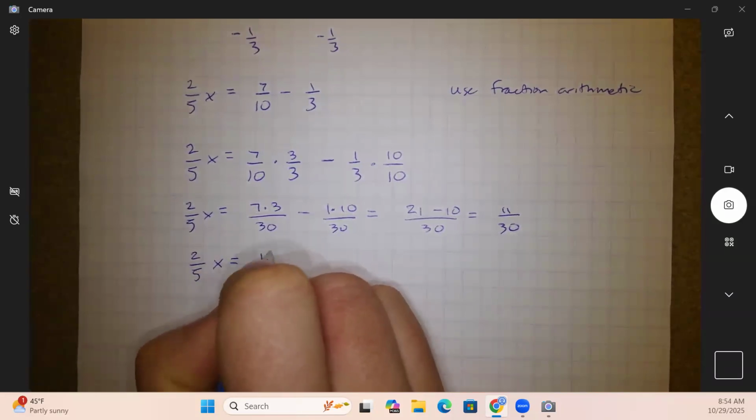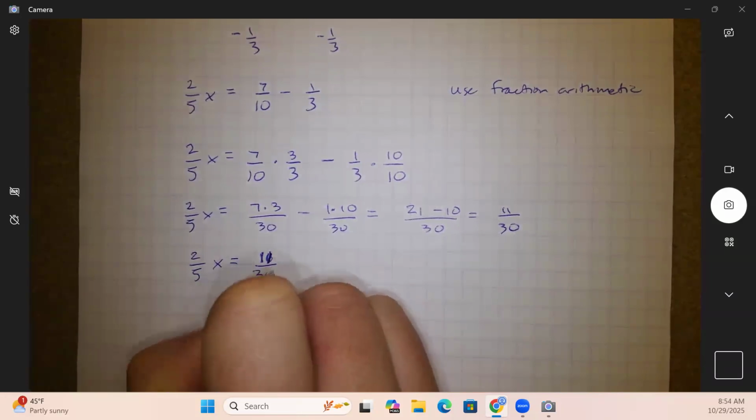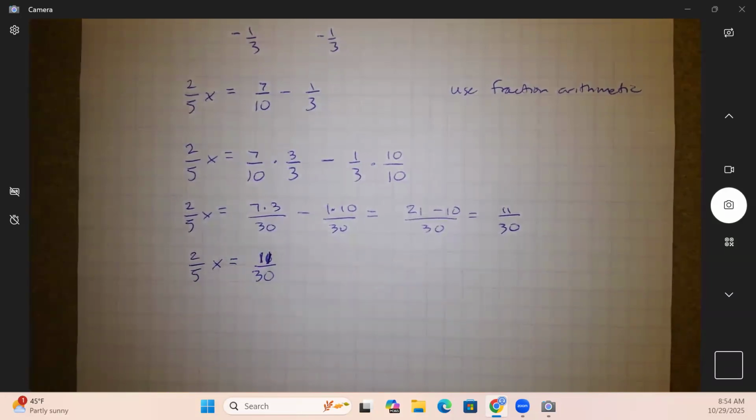as long as you follow all those rules of fraction arithmetic, we have now successfully isolated the x and simplified the right side. And now we are back at solving an equation that involves multiplication by a fraction.